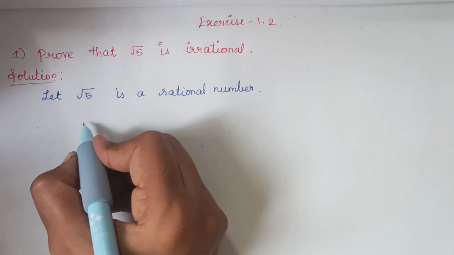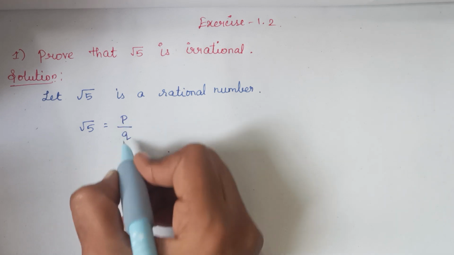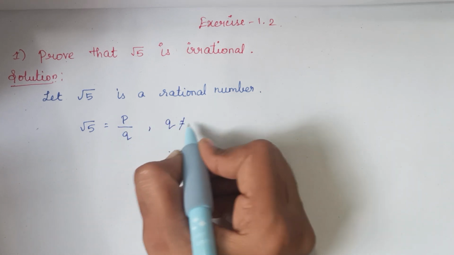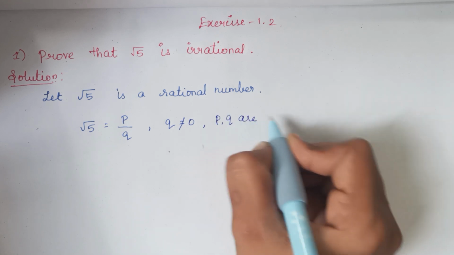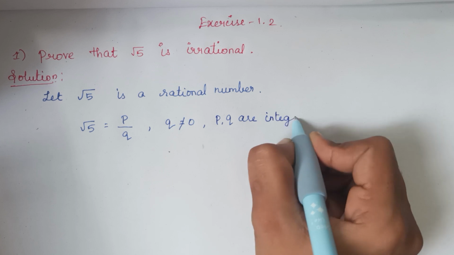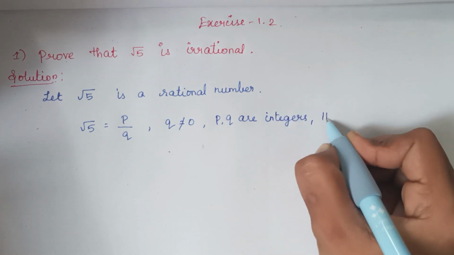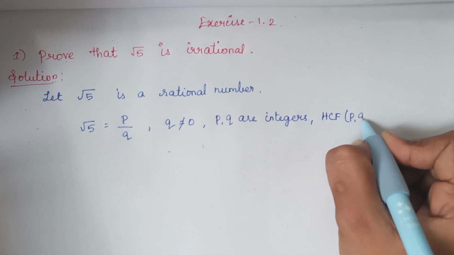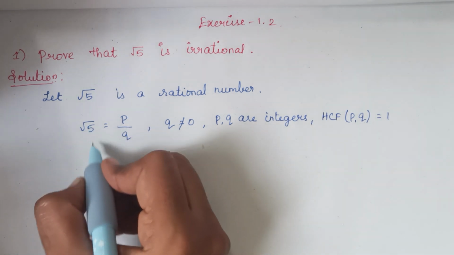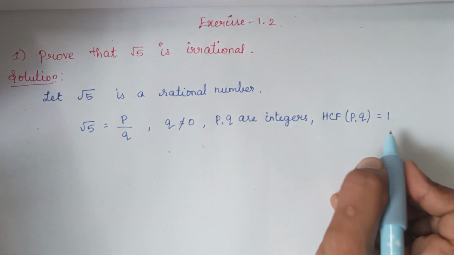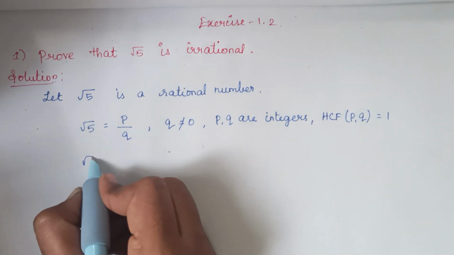Then we have some rules for rational numbers. We'll write that root 5 is equal to p by q, where q is not equal to 0, and p and q are integers. The HCF of p and q is equal to 1. If we take the HCF of p and q, it should be 1. So these are the rules for rational numbers.